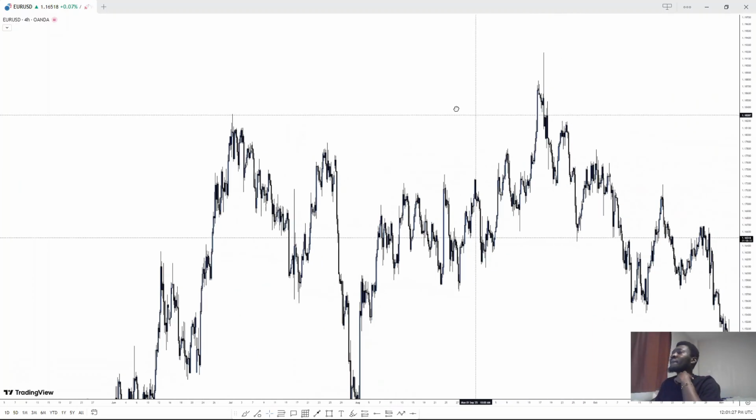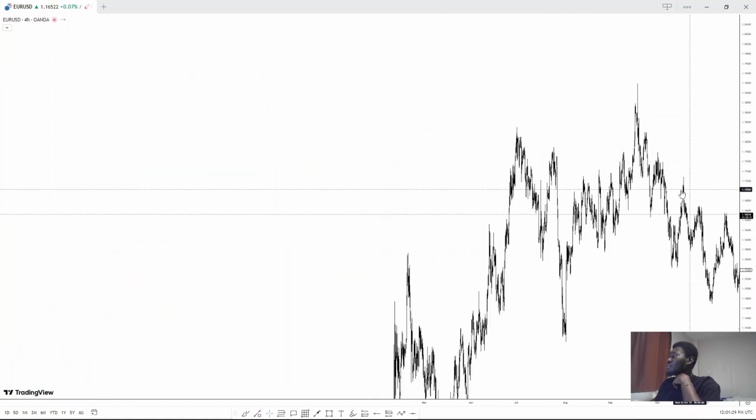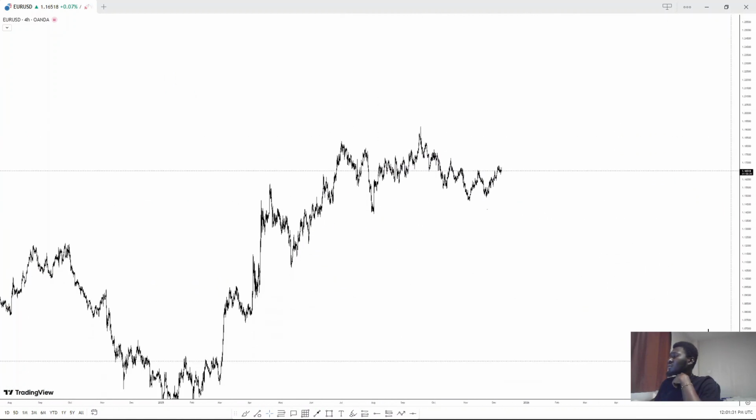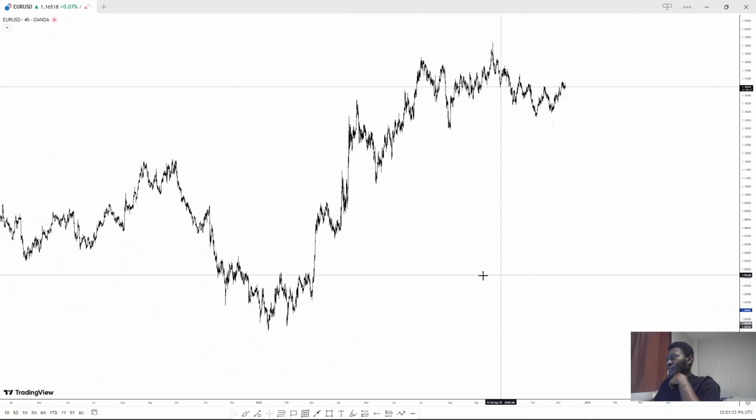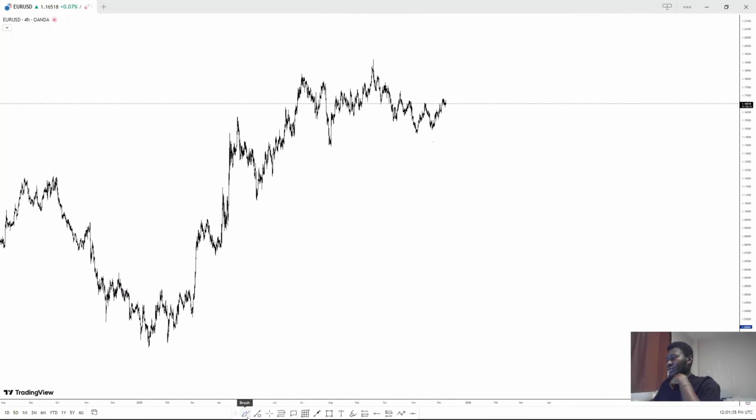Let's continue. So we had this high, causing this low. Price came up, failed to break the high here, came down, and this was what caused the high forming.